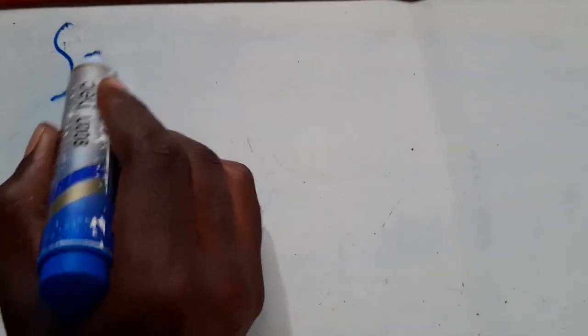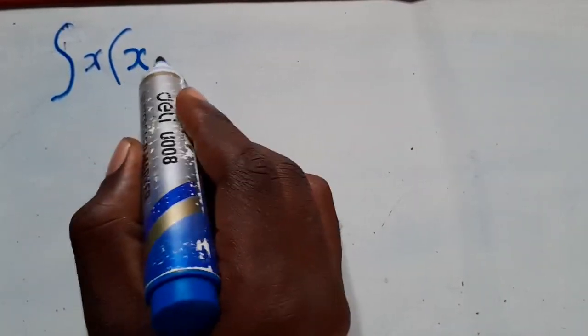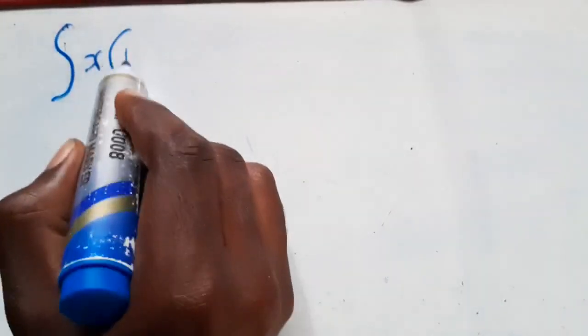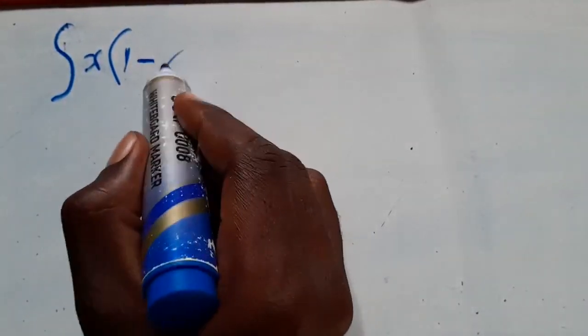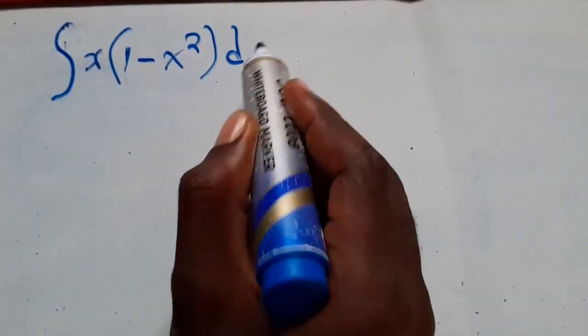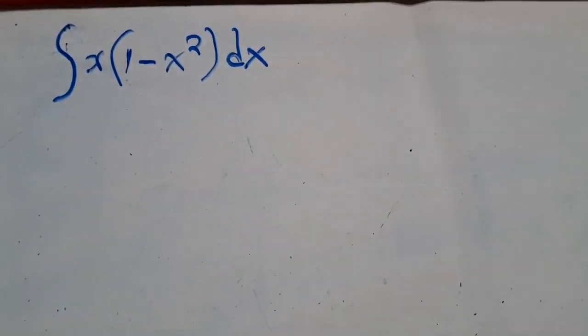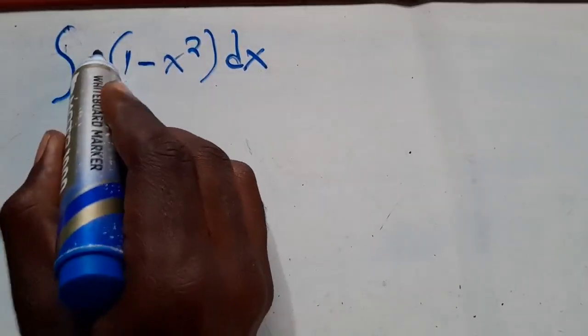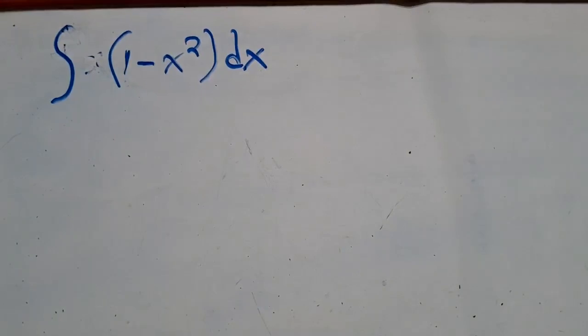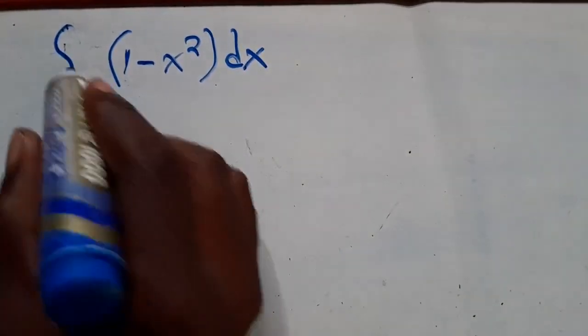They will just tell you integrate. Integrate what? This is the question. Integrate x open bracket 1 minus x squared, close bracket, dx. You are given something which is like this. How can you integrate this? What are some of the things which are supposed to be done?